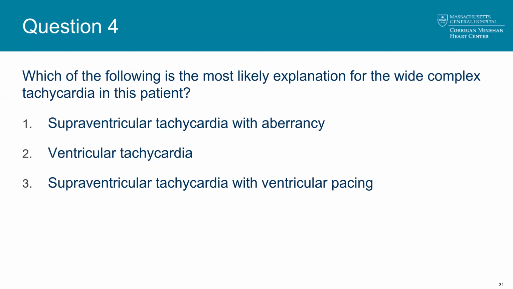So going back now, which of the following is the most likely explanation for the wide complex tachycardia in this patient? Is this supraventricular tachycardia with aberrancy? Well, what are the items that we observe that are in support of this assertion? You have a QRS complex in sinus rhythm that's quite similar to that in tachycardia, with the exception of some changes in the precordial leads, which for all we know could be secondary to rate-related aberrancy, right?